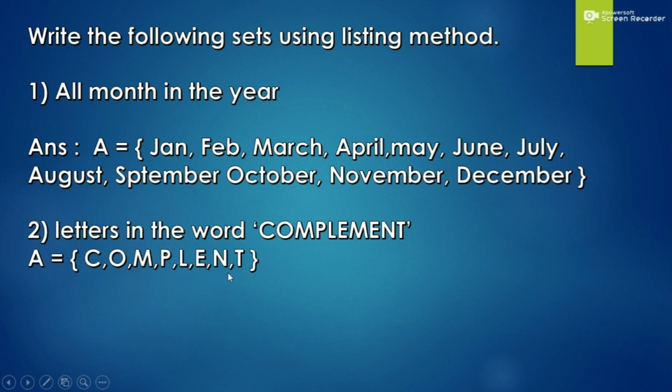Then second, letters of the word complement. A is equal to c, o, m, p, l, e, m, e, n, t. Here e is repeated, and repeated elements do not belong to the set. Therefore the listing method cannot accept a repeated element in the set. Therefore we can take e here only once.